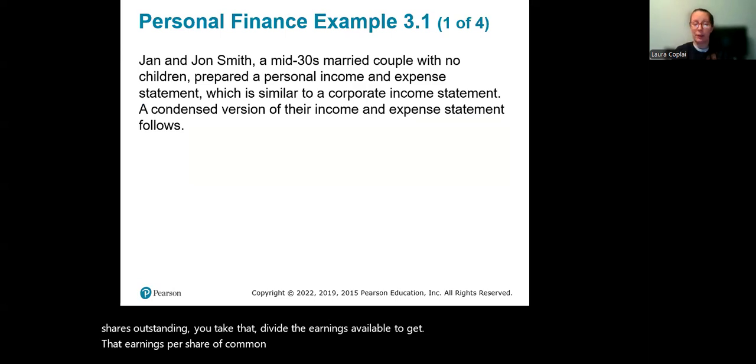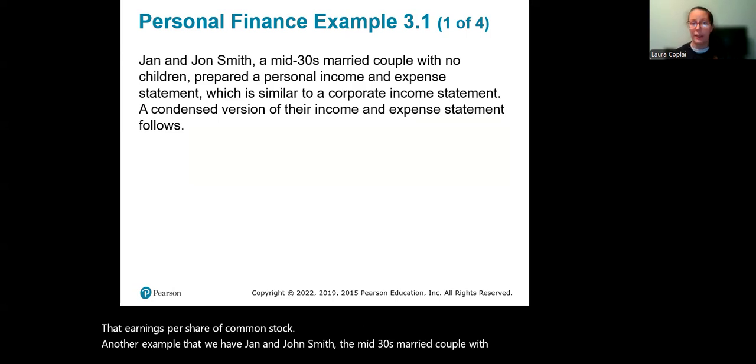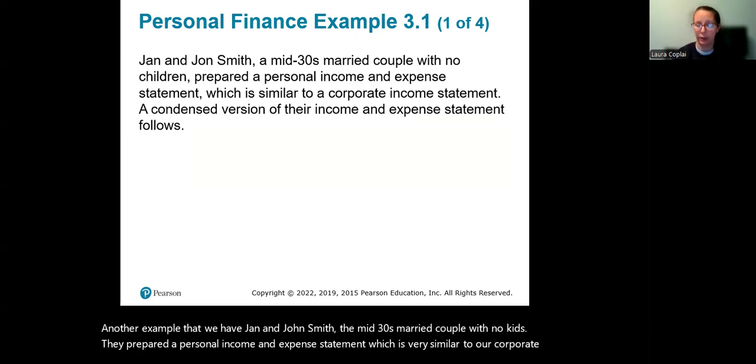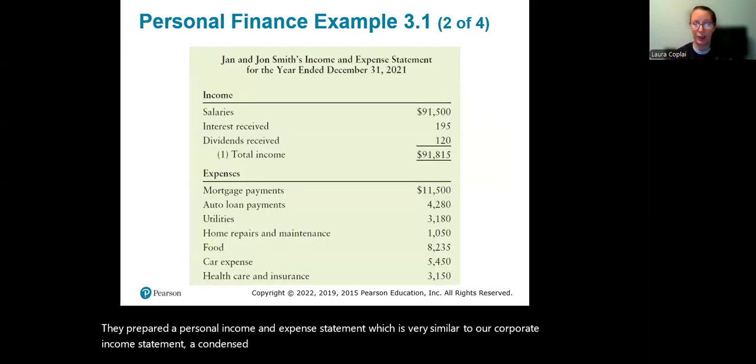Another example that we have is Jan and John Smith, a mid-30s married couple with no kids. They prepared a personal income and expense statement, which is very similar to our corporate income statement. A condensed version is on the screen. So we have their income and expense statement.